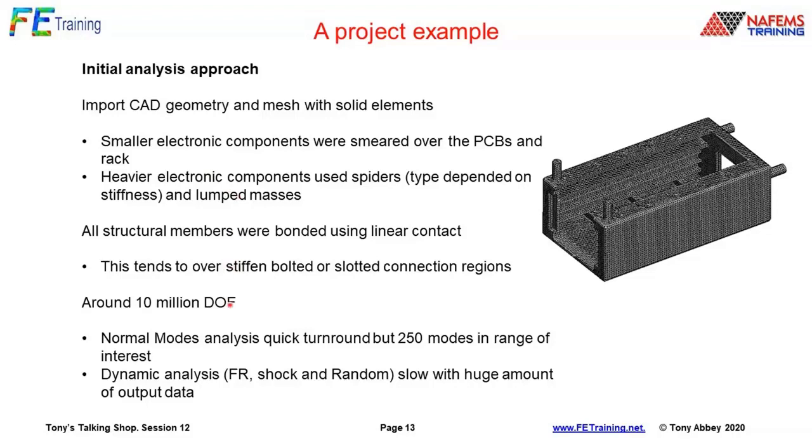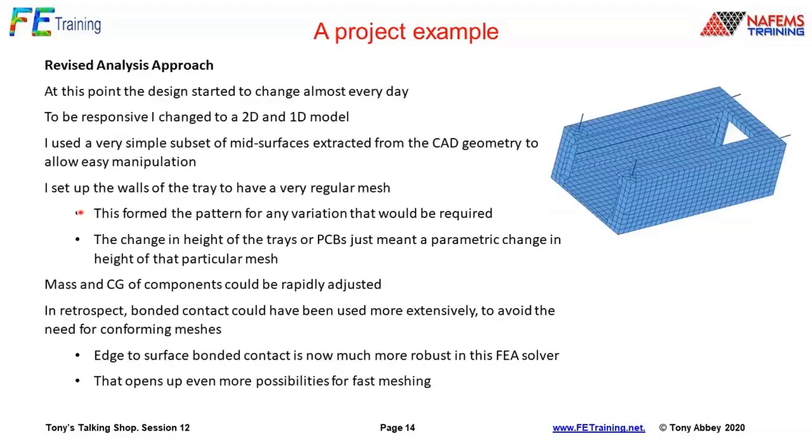Now I ended up with about 10 million degrees of freedom. Normal modes was fairly quick, but it required 250 modes, which is a lot across the range of interest, because there's so much going on in this idealization or in the solid model, let's say. Dynamic analysis response, frequency response, and so on was very slow with a huge amount of data. And the problem was I couldn't respond to the design changes fast enough. So I actually had to revise the analysis approach because the design started to change almost every day.